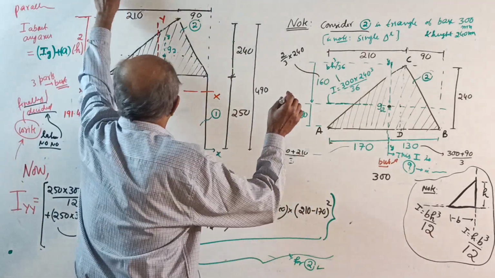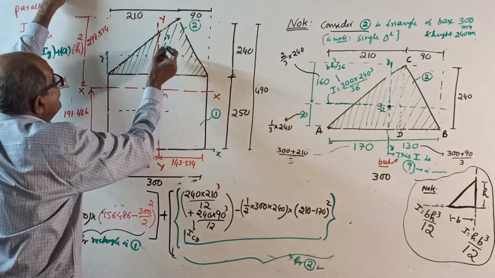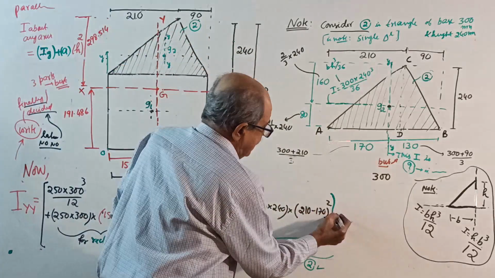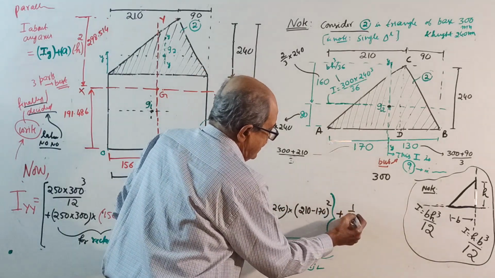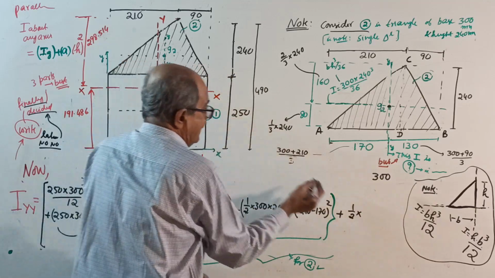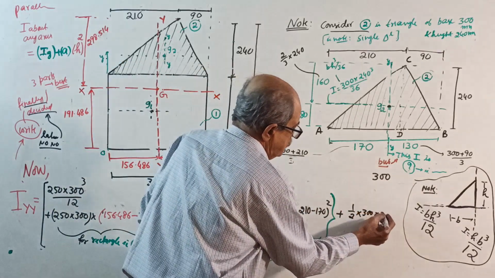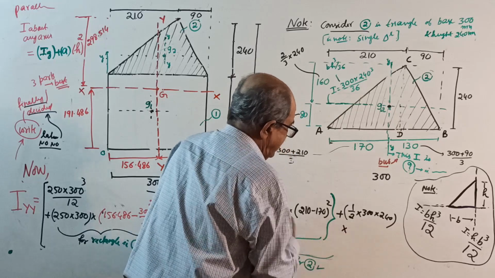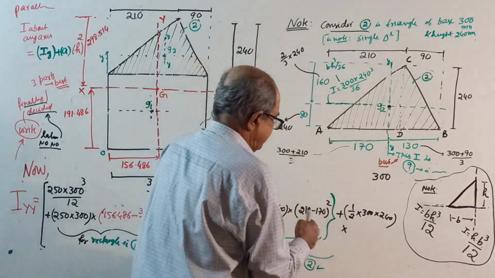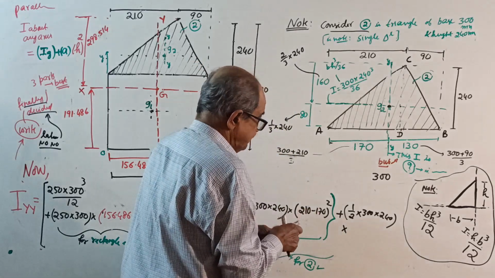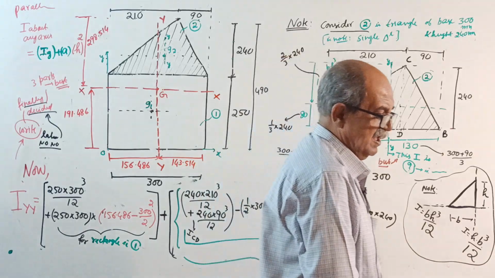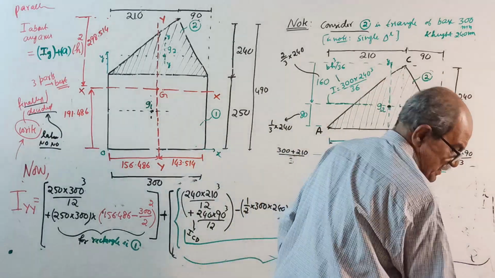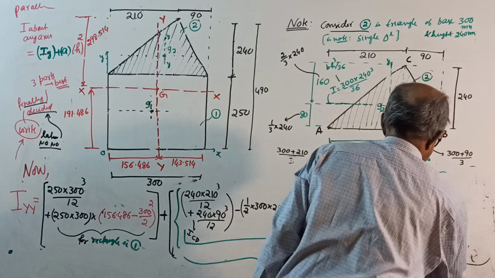Now we got I about this axis. Now we want about capital YY. When you want about capital YY, once again plus area, half into 300 into 240, into some distance square. There is a space problem, so I will remove this one so I can continue, because it is not required now. I already explained.